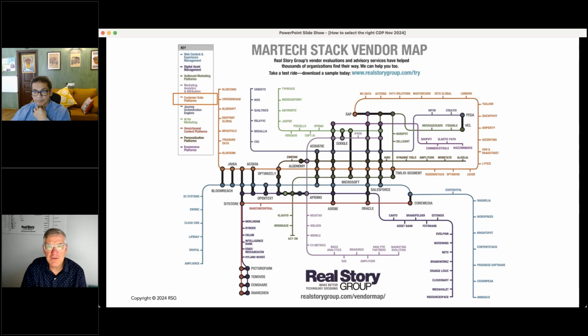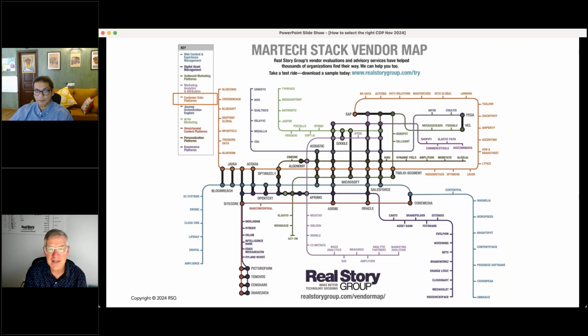We started at Real Story Group analyzing and evaluating web content management, web CMS vendors. That's the blue line on this subway map. Over time, we've grown to evaluating all kinds of different technologies across the MarTech and digital experience stack. A lot of these pieces interoperate, obviously. There's more than one piece to your stack. We'll talk about that. There's obviously a lot of vendors here who sell more than one thing.